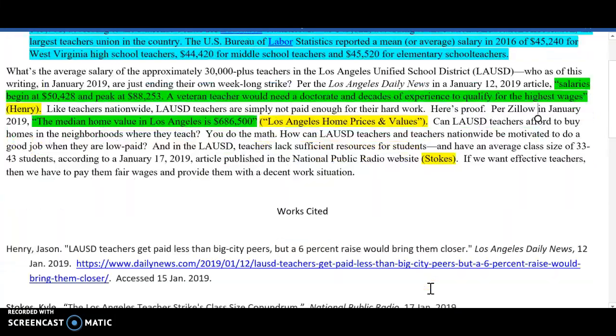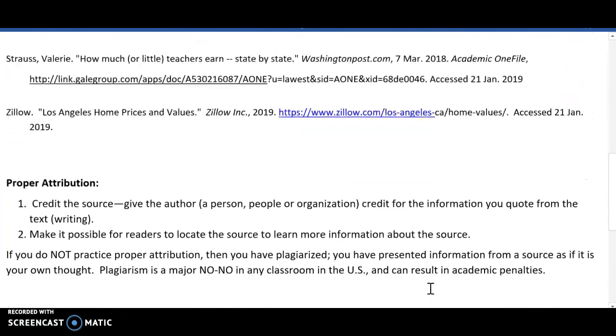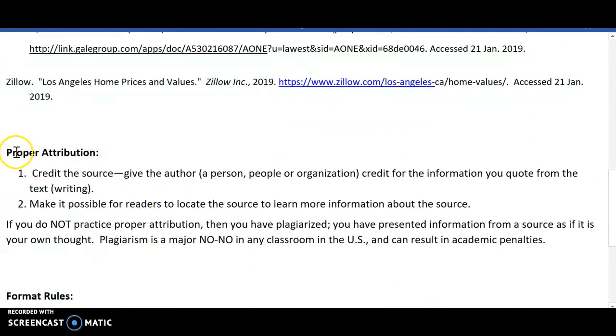Okay, now there's something very important to note about proper attribution and quoting. If you do not practice proper attribution, then you have plagiarized. You have presented information from a source as if it is your own thought. Plagiarism is a major no-no in any classroom in the U.S. and can result in academic penalties. Okay, so we need to practice proper attribution.